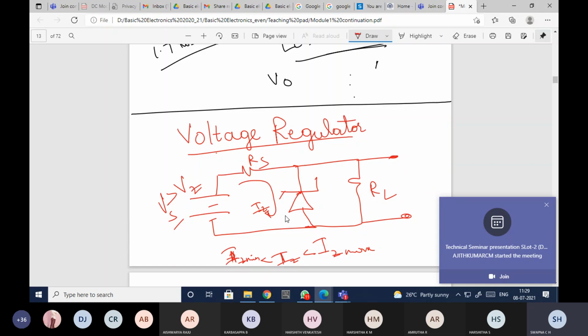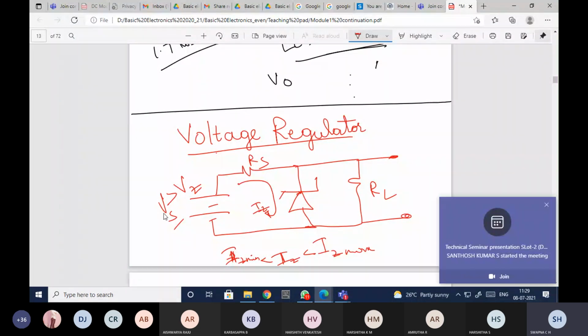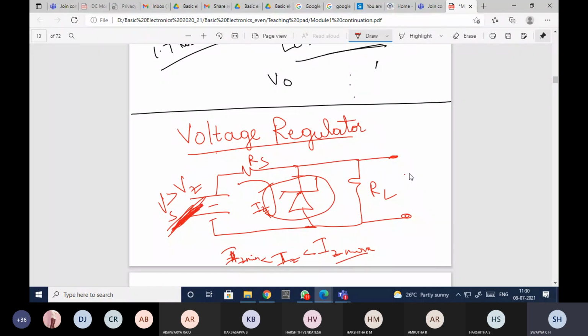If the current through the Zener diode is in between IZ minimum and IZ maximum, and Vs, the supply voltage, is greater than the Zener breakdown voltage, which will be obtained from the data sheet, then the voltage across the load, VL, will also be equal to Vz. This is how the voltage regulator will work.